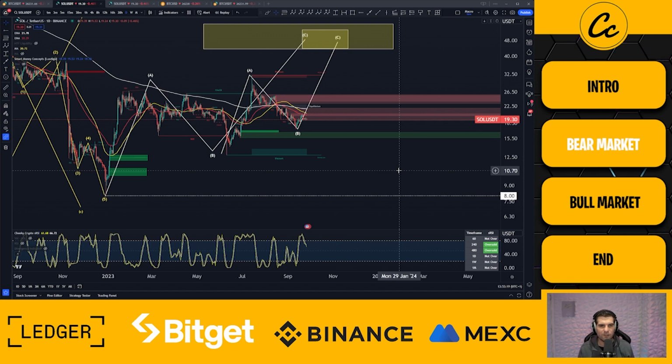Positive news is there's no reason from a technical standpoint that $8 has to be lost. So if it does get lost and we do go down lower, it will just be because of the market conditions at those particular moments in time.